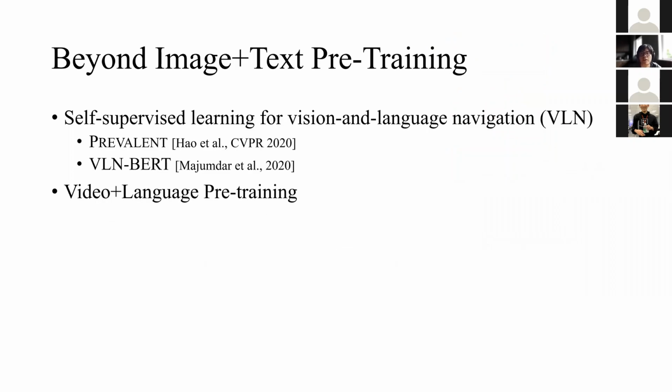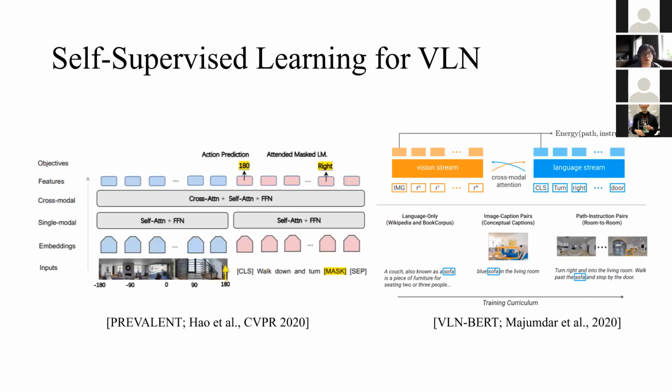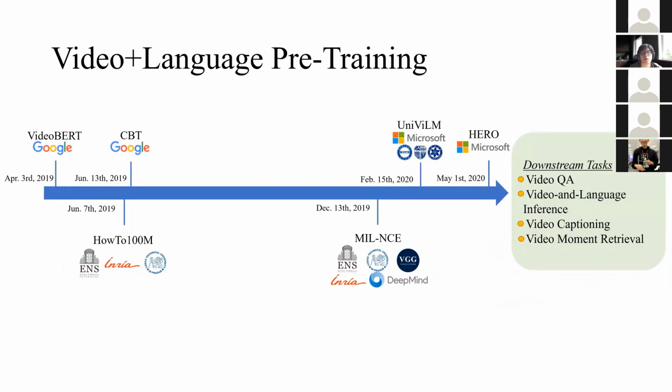There are some other areas under vision and language beyond image and text. For example, vision and language navigation and video plus language pre-training. We are seeing self-supervised learning techniques applied to vision and language navigation. However, this field is beyond the scope of this tutorial, so we will not cover those papers. We will instead focus on video and language pre-training in the rest of the talk.